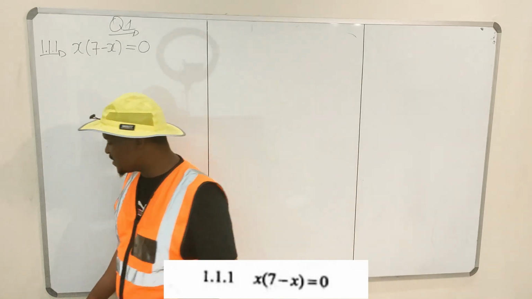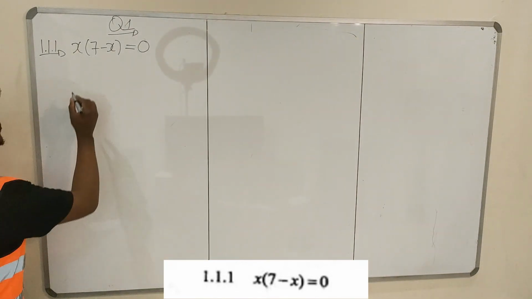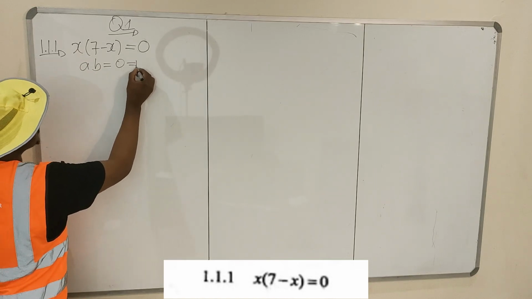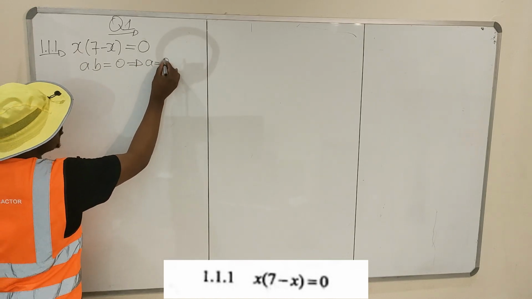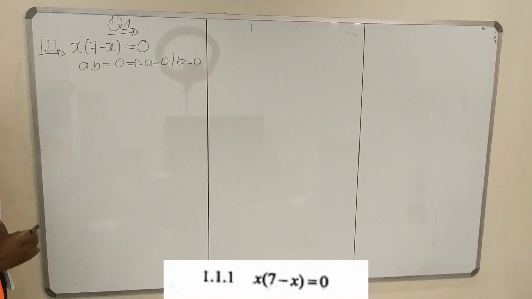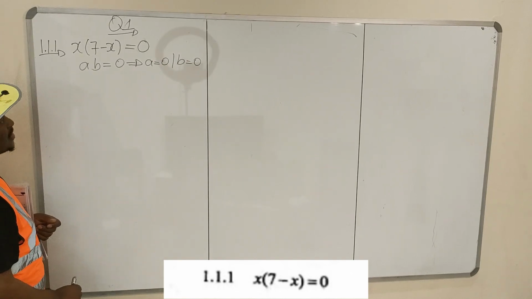So they want us to solve for x here. As you might know, if you are multiplying two things, a times b, and the answer is 0, what does that mean? It means your a is 0, or b is equal to 0. At least one of them is 0, so that when you multiply the two, the answer is 0. Are we happy with that?